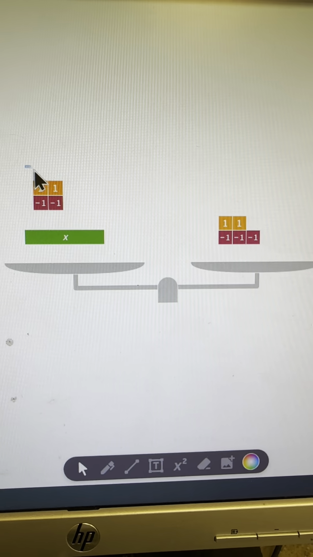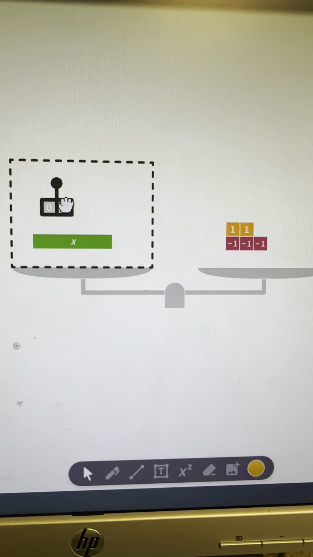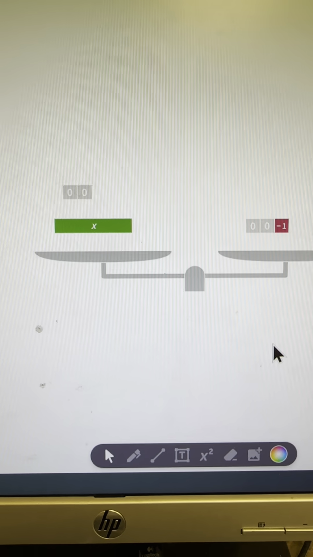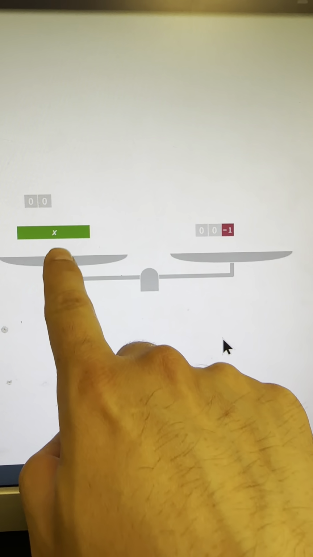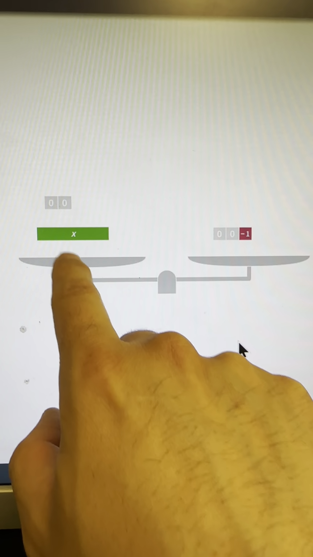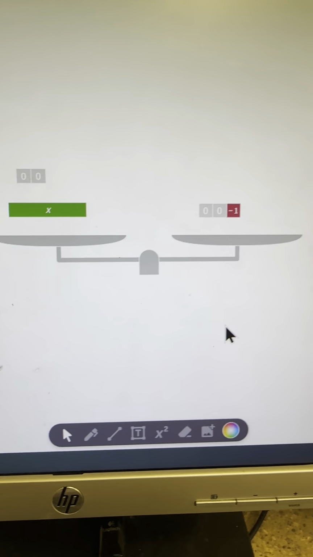Now the last step is to simplify by combining your like terms. So I do that here. I'll do that on the right side as well. And you can see here now, my solution is being shown. Once x is by itself, what's on the other side? It's a negative 1. That lets me know that my solution is x equals negative 1.